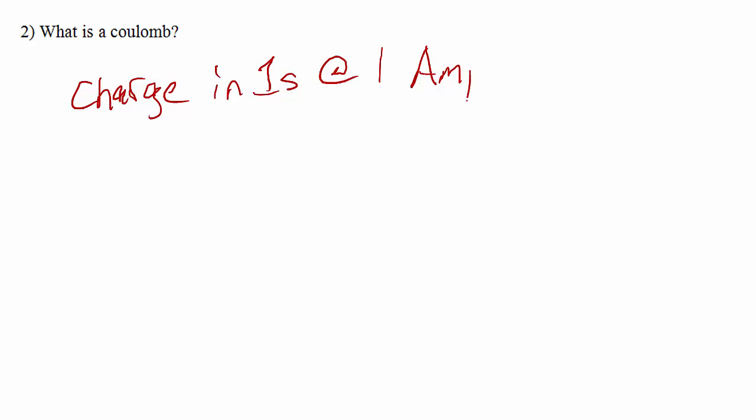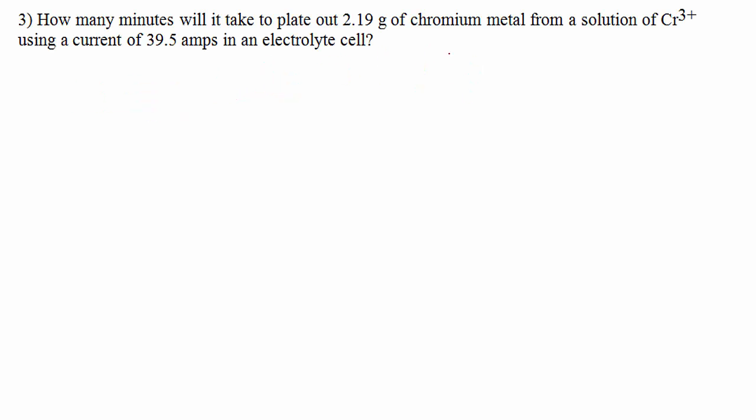Definition question: what is a coulomb? It is the amount of charge passing through a given point in 1 second at 1 amp, or 1 ampere. All right, so that's going to come in handy when we look at some of these problems down here.